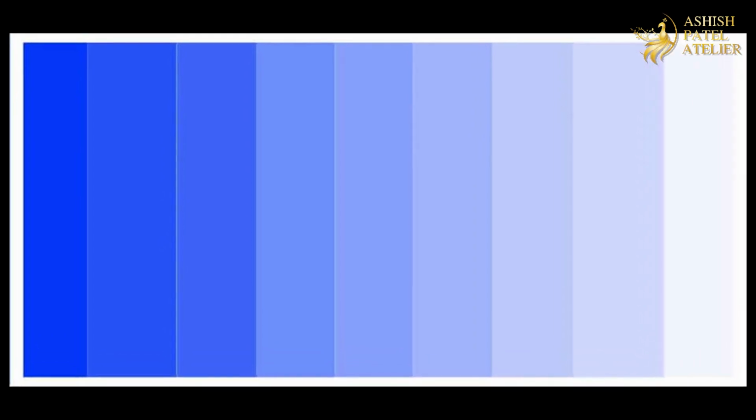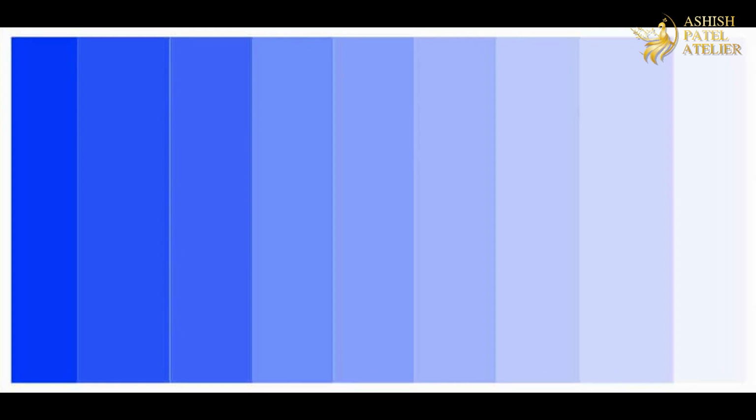When hues are mixed with white, the resulting color will have a lighter value, called tints. And when hues are mixed with black, it will have a darker value, which is called shades.